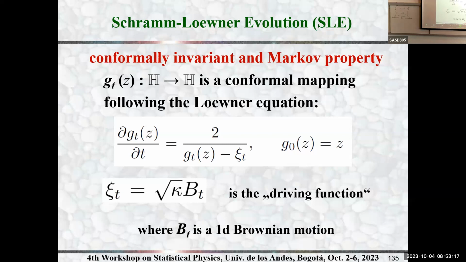And this equation, as you see, is an equation for this function g, driven by this parameter here, which is a function of t, which is actually this Brownian motion that I'm talking about. This is just a one-dimensional Brownian walk with a diffusion constant, which is here the square root of kappa.